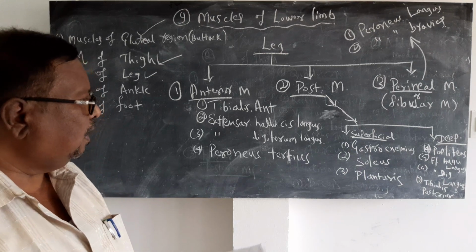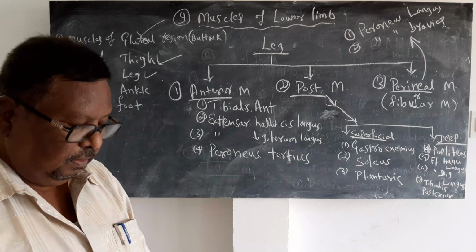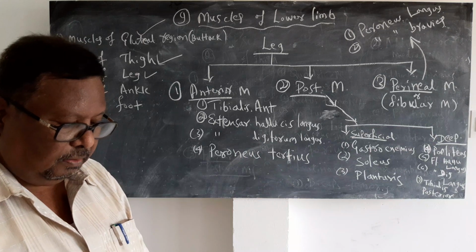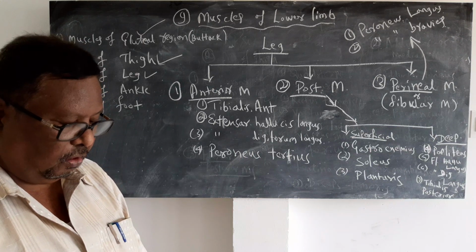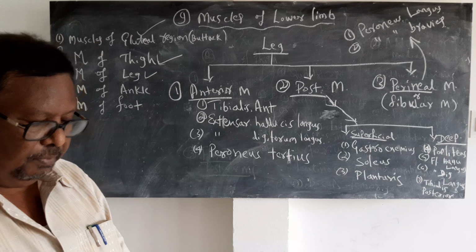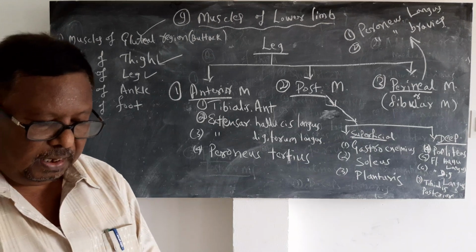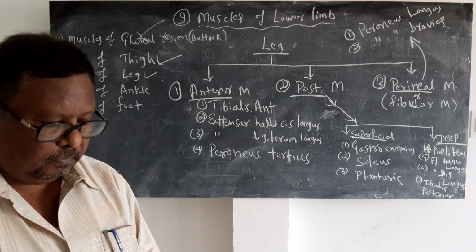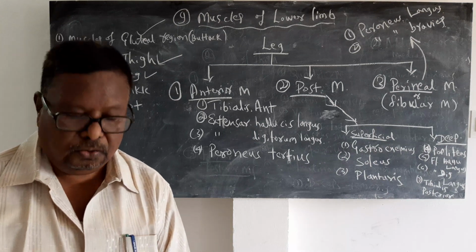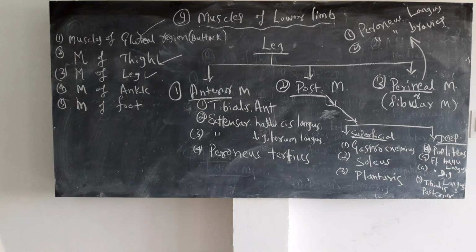Plantaris, the last one, the third one. It is a small muscle with a long, slender tendon. It lies between the gastrocnemius and soleus muscle. So this is the plantaris muscle.